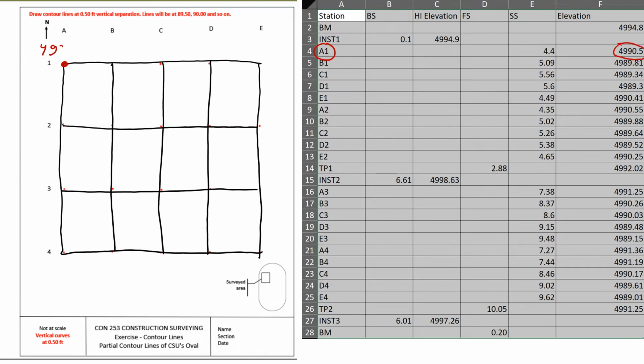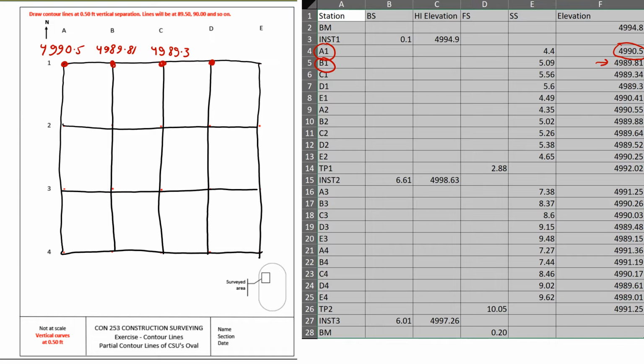So this would be 4990.5, and this is B1. The elevation of B1 is 4989.81, so this is 4989.81. In the same manner, you write the elevations of all the nodes on the grid.